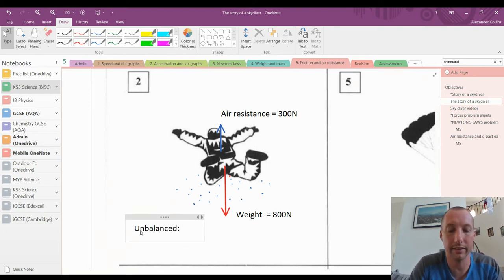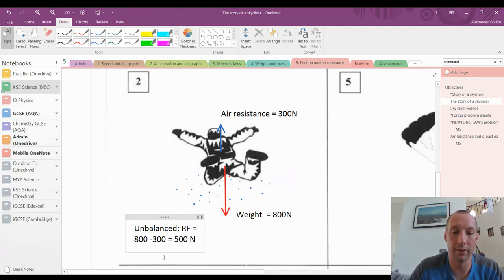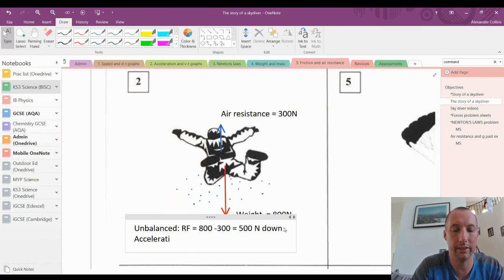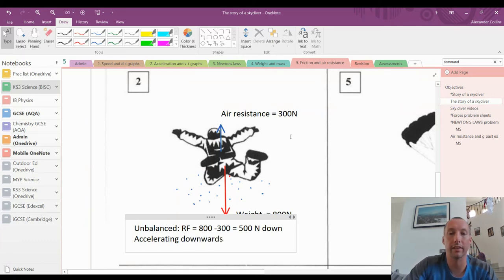And because they're unbalanced, again, we can ask, what's the resultant force? Well, the resultant force here is 800 minus 300, which gives me 500 newtons. And again, I should give a direction: downward. So it's an unbalanced force. There's an unbalanced resultant force of 500 newtons down. And what's that going to cause him to do? Well, he's still going to accelerate downwards. It's going to continue getting faster.